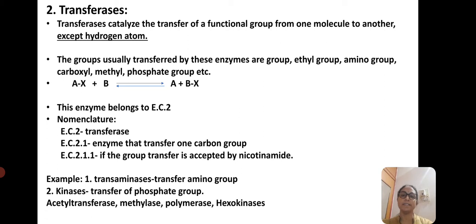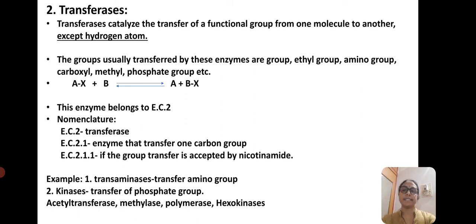Coming to the next major class, that is transferases. As the name suggests, they are going to transfer a functional group, whether it is a carboxyl group, methyl group, amino group, or phosphate group, except for the hydrogen atom. Hydrogen atom transfer doesn't take place here. So the groups usually transferred by these enzymes are ethyl, methyl, amino, etc.